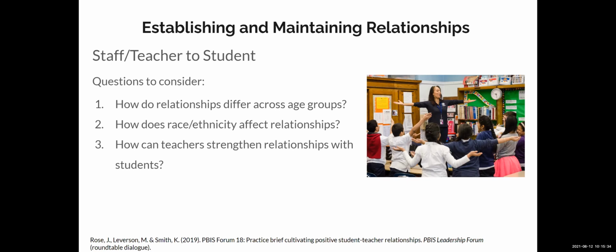There is a resource on the Padlet called the PBIS Forum Practice Brief, and it provides you with three research-based interventions that can be put into place to build teacher skills for increasing and improving relationships with students. So make sure you check that brief out. Okay, next slide, please.